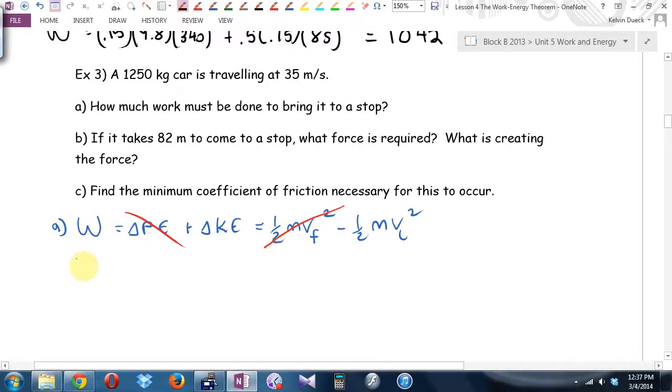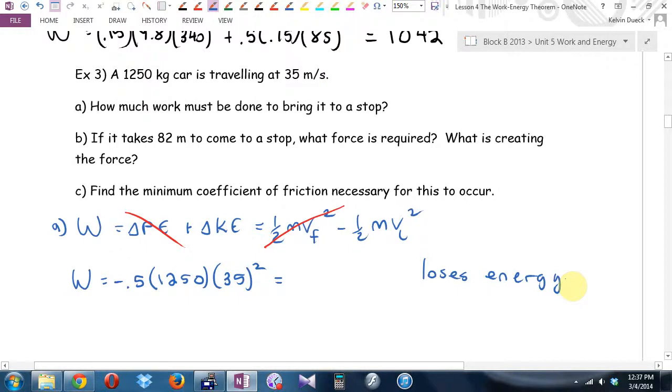So the amount of work is going to be negative 0.5 times 1250 times 35 squared. Am I going to get a positive or a negative answer? Now, this is not a direction. In fact, I'm going to ditch the negative in my final answer. What it's telling you is this car has to lose energy. Otherwise, there's no way this car can come to a stop.